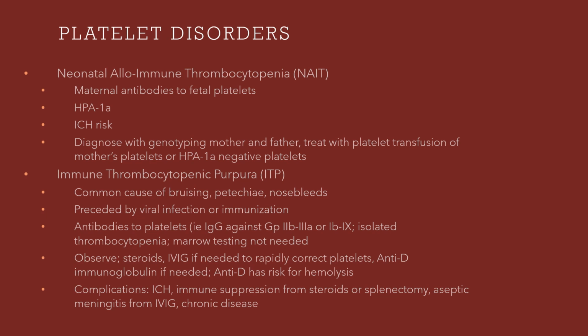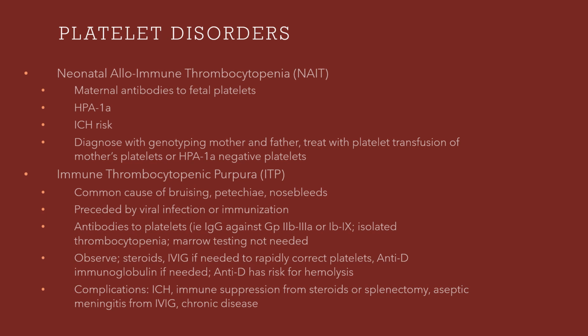Immune thrombocytopenic purpura, we can think about bruising, petechiae, nosebleeds in the vignette. ITP is typically preceded by a viral infection or other immunization. The patient will create antibodies against their own platelets, so IgG against the GP2B3A, or 1B9, and then we'll have just isolated thrombocytopenia in ITP.